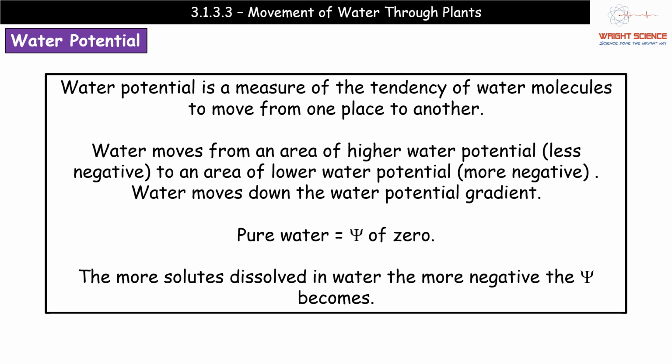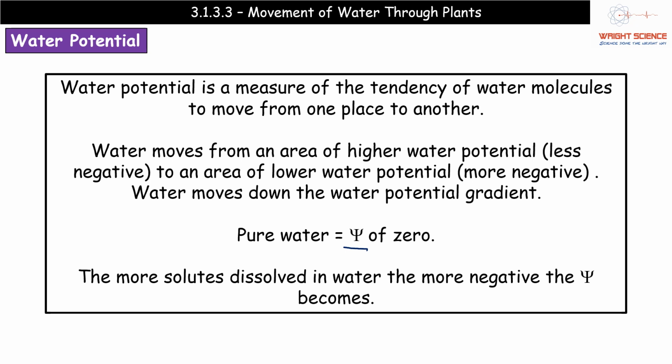So the water is moving down that water potential gradient. Now we can use our little abbreviation there, which looks kind of like a little trident. It's a Greek letter, of course, and that is our water potential. Now, if we consider pure water, that has got a water potential of 0. So when we're talking pure water, that is a water potential of 0. That would obviously be a very high water potential because it is a non-negative number. It's less negative than any other number.